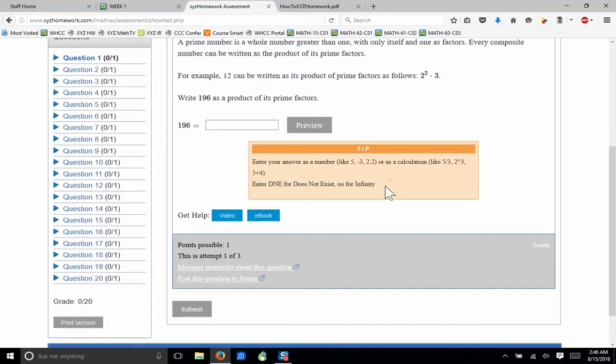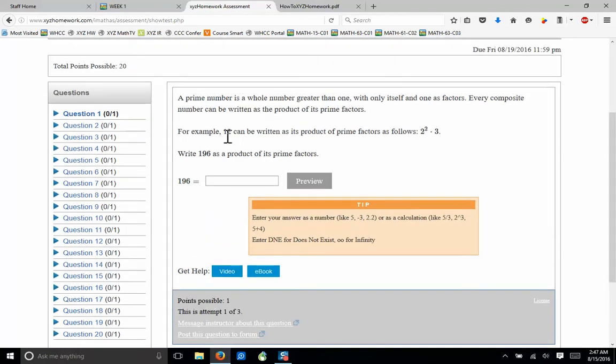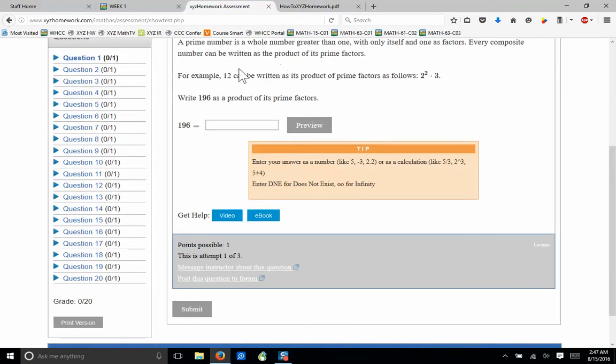Okay, it says, let's see, a prime number. So this is the setup here. You can go in any order that you like. There are 15 to 20 questions usually per section. You have an immediate response on your grade over here. And you just do whatever it needs to do here. Let's see, as I look at this, I'm supposed to write down the prime factors of 196.